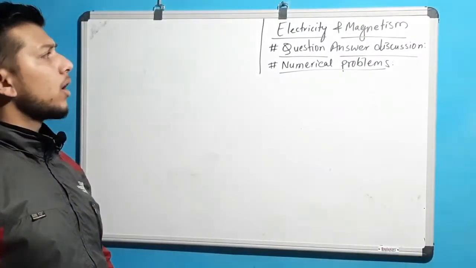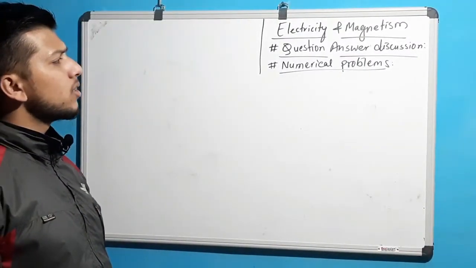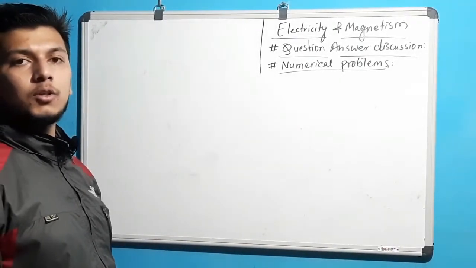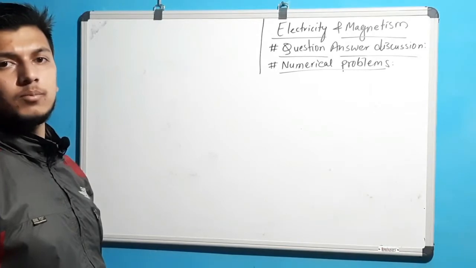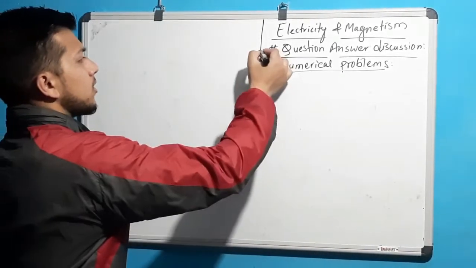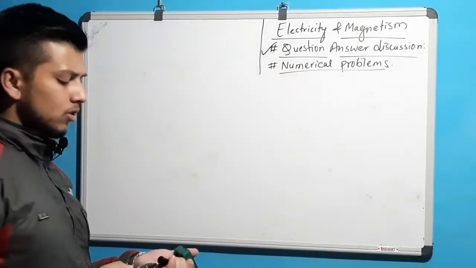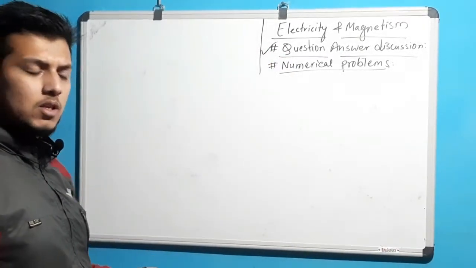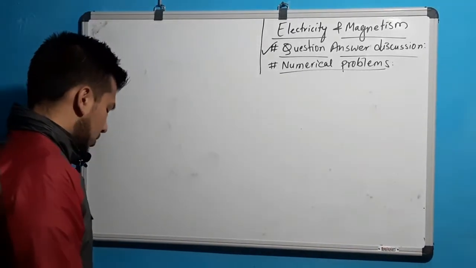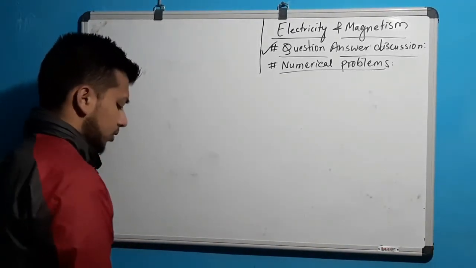Today we are going to discuss some question answers and numerical problems related to electricity and magnetism. First, we should discuss question answers, in which we will discuss some definition type and some give-reason type of question answers.